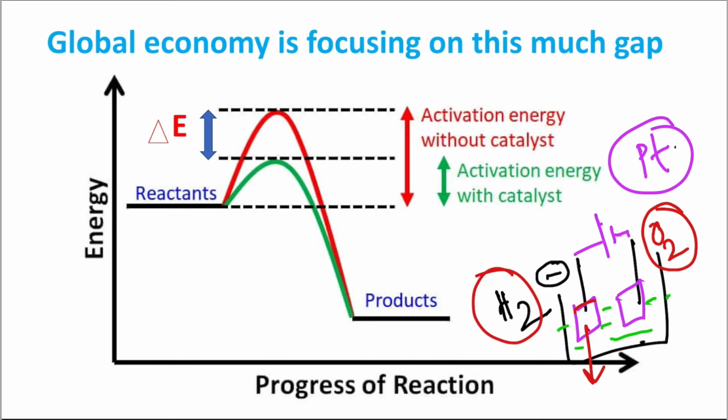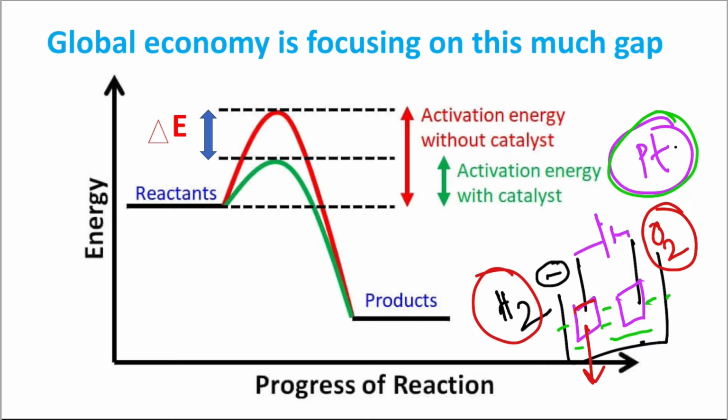Not only that, this platinum is very costly, so that's why it is not possible to produce hydrogen and oxygen worldwide using platinum based electrolysis. That's why scientists are trying to prepare other catalysts also. So that is the biggest research challenge nowadays, and catalyst plays the role.